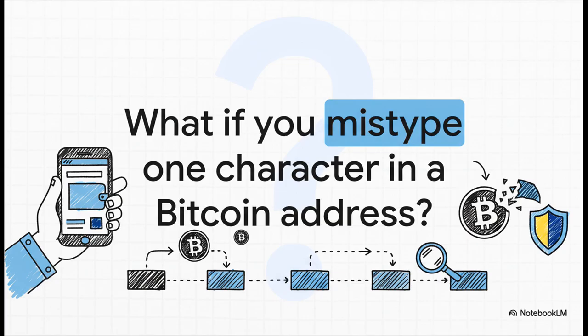Okay, let's just jump right into a nightmare scenario. Imagine you're sending some Bitcoin. You copy and paste the address, but oops, you accidentally changed just one single character. A G becomes an H. What happens next? Does your money just disappear forever into the crypto abyss? Well, with a lot of other systems, yeah, it would.